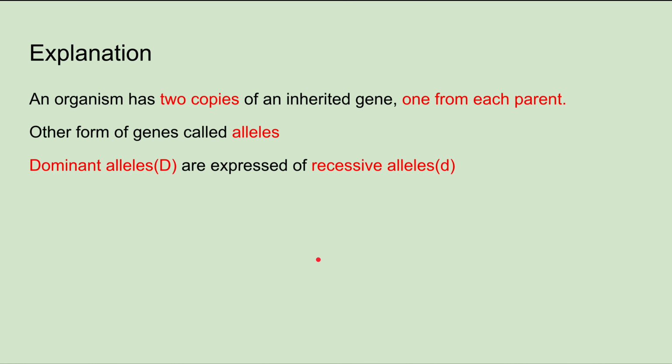So this was his explanation on why this was happening. An organism has 2 copies of an inherited gene, one from each parent, which makes sense because in our gametes, we make 2 copies. Another form of genes are called alleles, and there are 2 different types of alleles, as we've seen in the 2 different traits. We have the dominant alleles, and we have the recessive alleles. Dominant alleles are expressed over recessive alleles, which you can tell by the names. We represent dominant alleles by a capital letter. It does not have to be D, but it has to be the same letter. And recessive alleles are represented by the same letter, but lowercase.